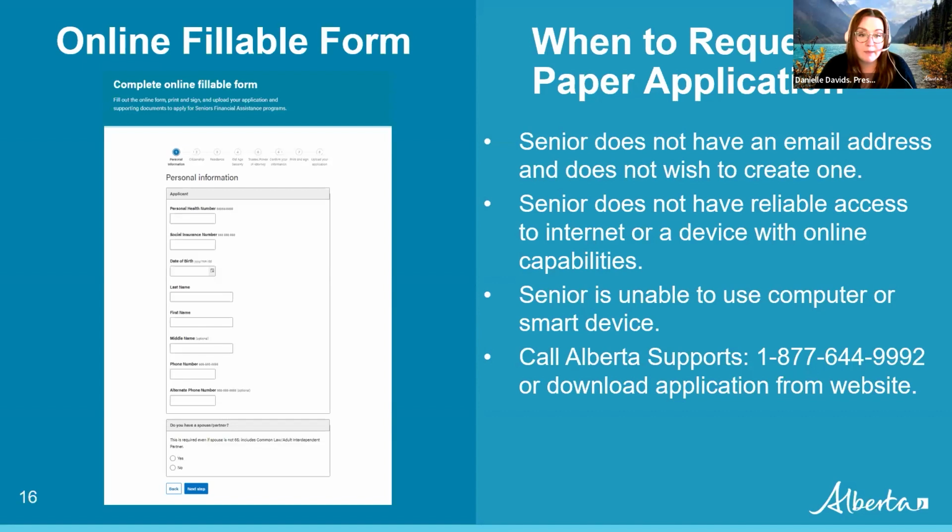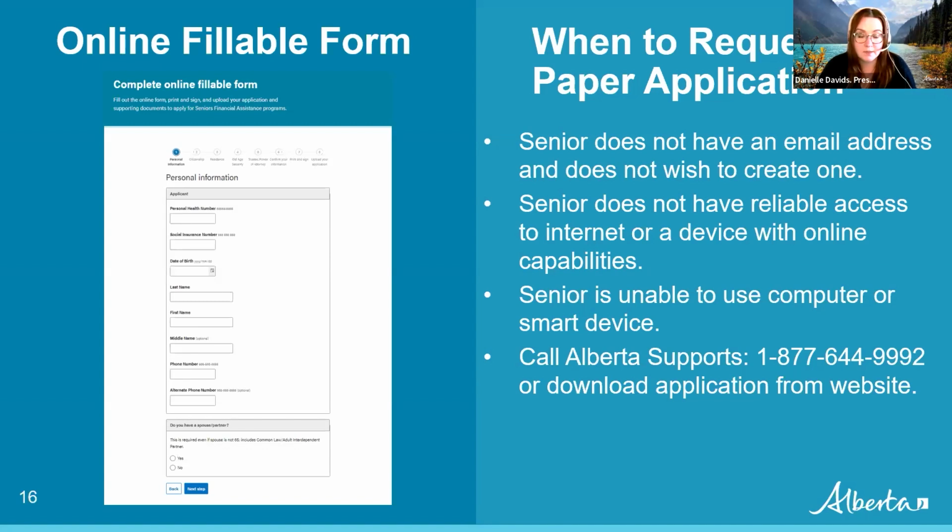When to request a paper application, there's lots of scenarios. These are just a few that we thought of, but I'm sure you have encountered situations where someone does not wish to apply online. So it could be that they don't have an email address and they don't wish to create one. They might not have reliable access to internet or a device with online capabilities. They might not be able to use a computer or a smart device for various reasons.